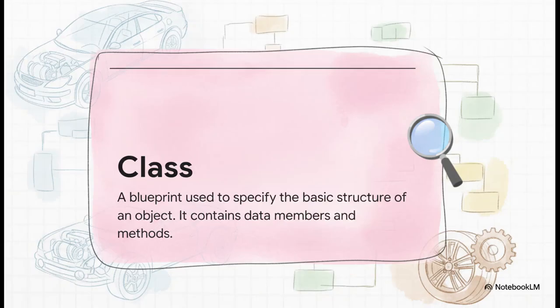Okay, so if we have an object, where does it come from? Well, you can't just wish a car into existence, right? You need a design plan, a blueprint. In OOP, that blueprint is called a class. A class is what lays out the whole structure, defining all the properties and all the behaviors that any car made from that blueprint is supposed to have.